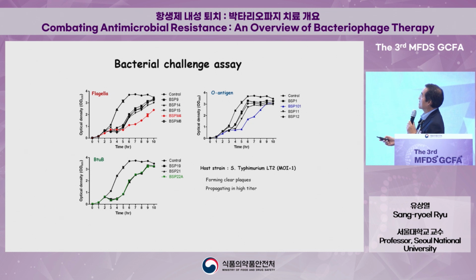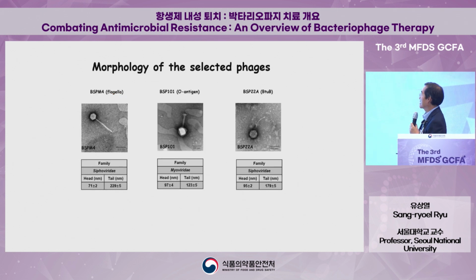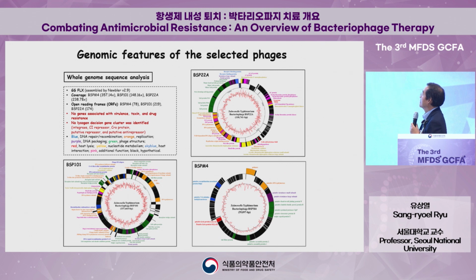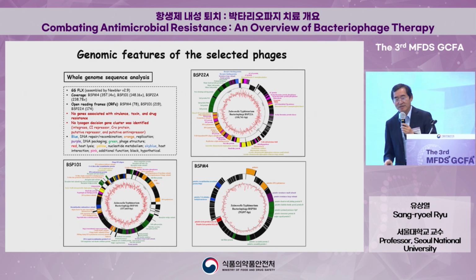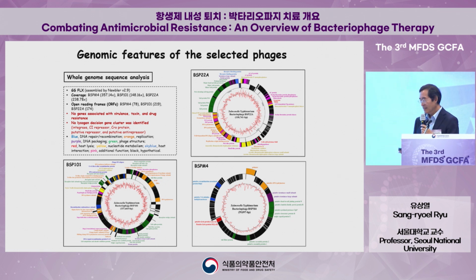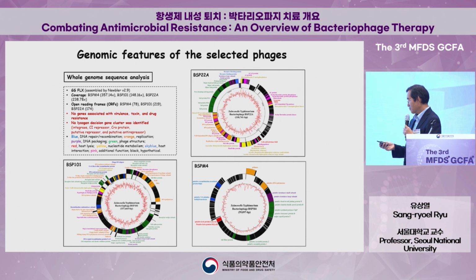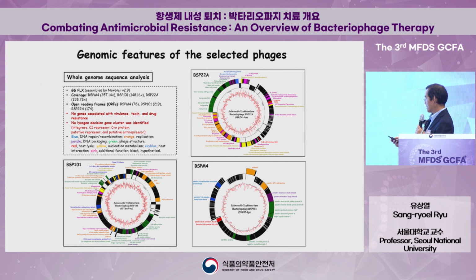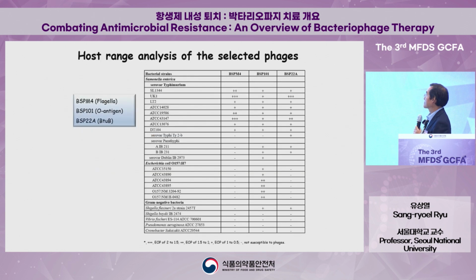In each group, we did a bacterial challenge assay. We wanted to pick the one that did the best job in killing the bacteria, and by combining the three, we came up with a cocktail. The morphology of the selected phages is as you see on the screen. Now, this is the genome sequencing that we did for the three different phages. We looked for specific pathogenic genes, and we made sure that they did not have the genes that we did not want, and that they are indeed the right candidates for the cocktail that we're trying to make.